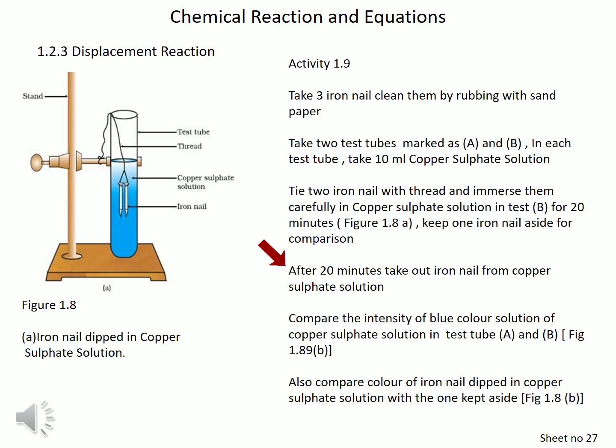After 20 minutes, take out the iron nails from the copper sulfate solution. Let us see what the observations are. Compare the intensity of the blue color of the copper sulfate solution in test tubes A and B. Also compare the color of the iron nails dipped in the copper sulfate solution with the one kept aside. Now this detail we can see in the further sketch.